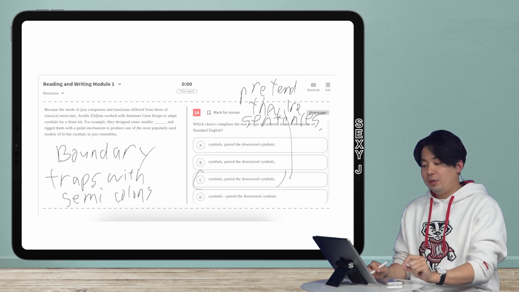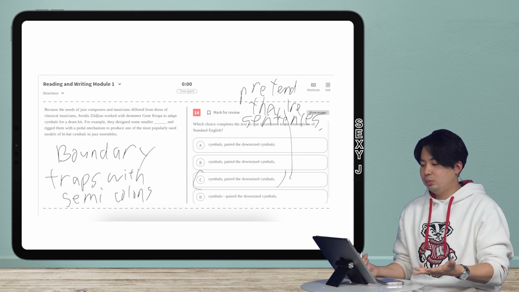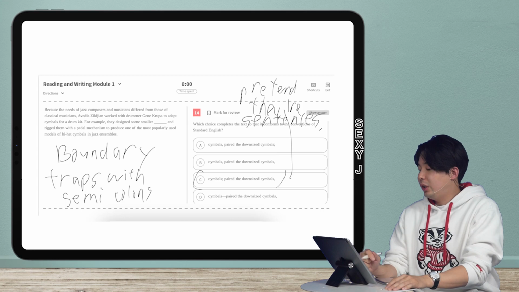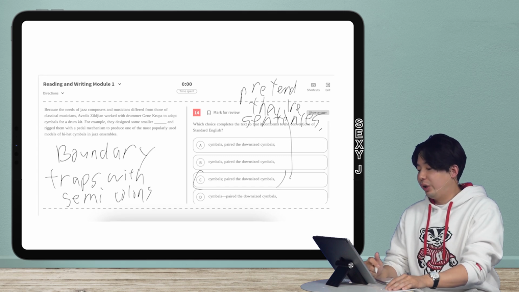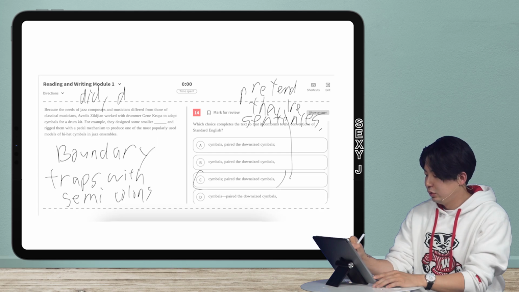So at the heart of it, if you guys were not thinking of it, you would have had an easy time solving this. Just look here. For example, they designed some smaller symbols, paired the downside symbols, and rigged them. So that's, what is that? They did a thing.